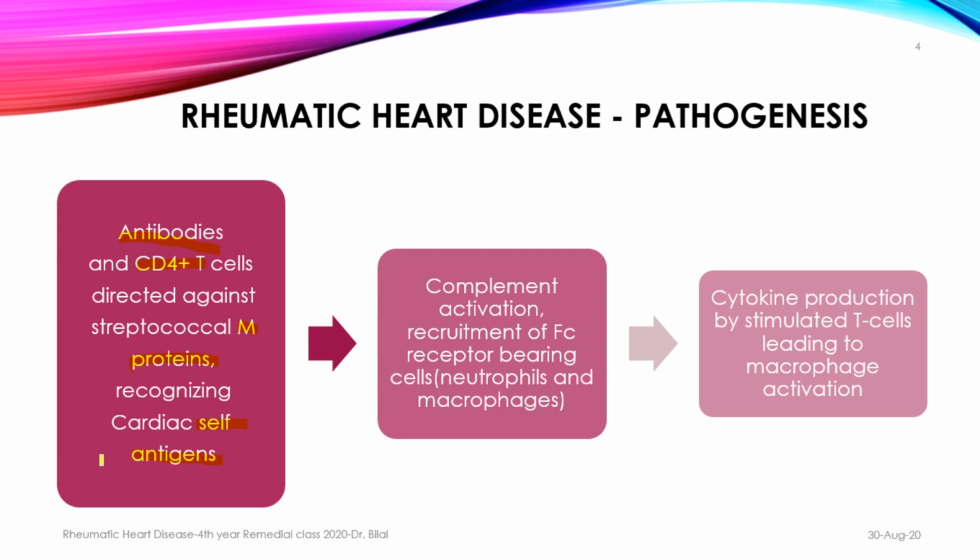Now, the body's own immune response should not recognize its own cells, but if it does, it attacks them and starts destroying them. It leads to activation of the complement system, and then production of cytokines, leading to macrophage activation. This is how the inflammatory response goes on when we talk about rheumatic heart disease.